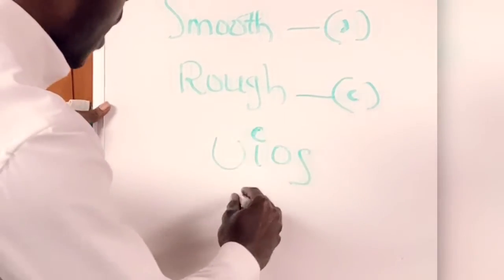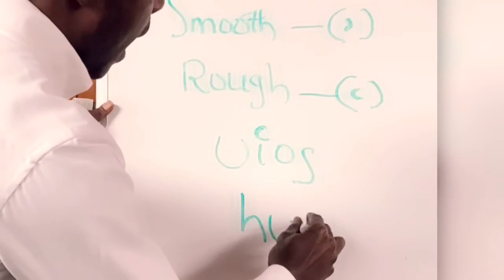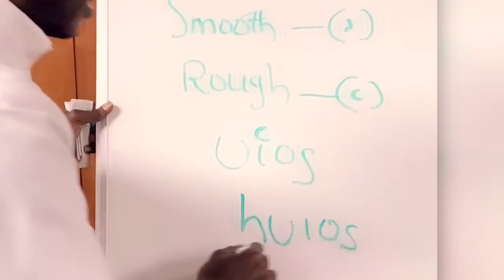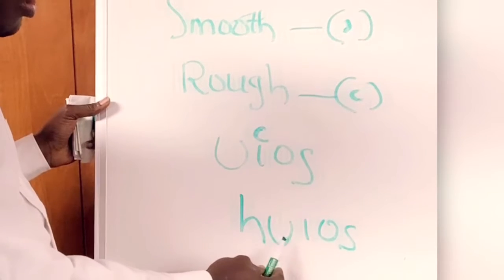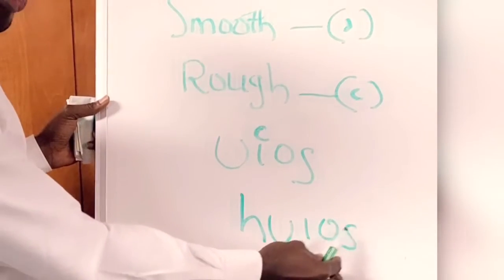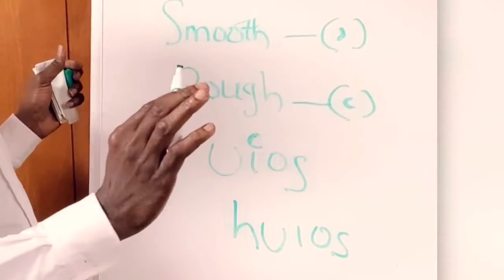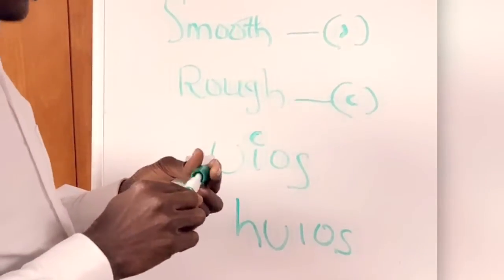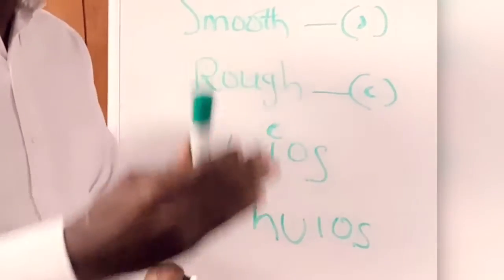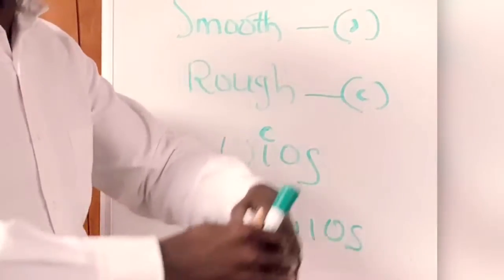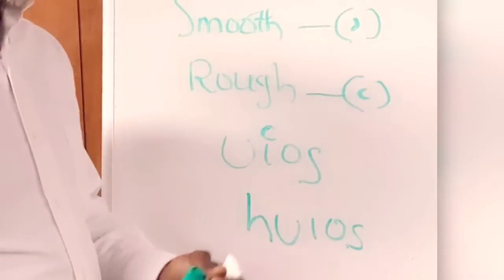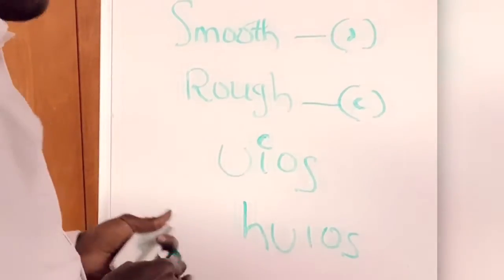So this is pronounced as H-U-I-O-S. In other words, H, upsilon, iota, omicron, sigma, huios. But the smooth breathing mark, wherever it is placed, does not change either the meaning, the sound, or the writing of that particular vowel. All right.